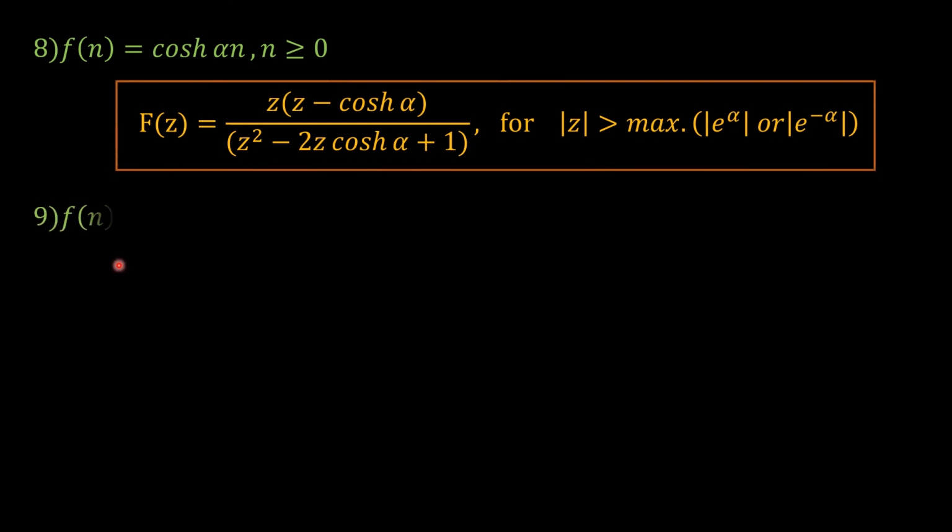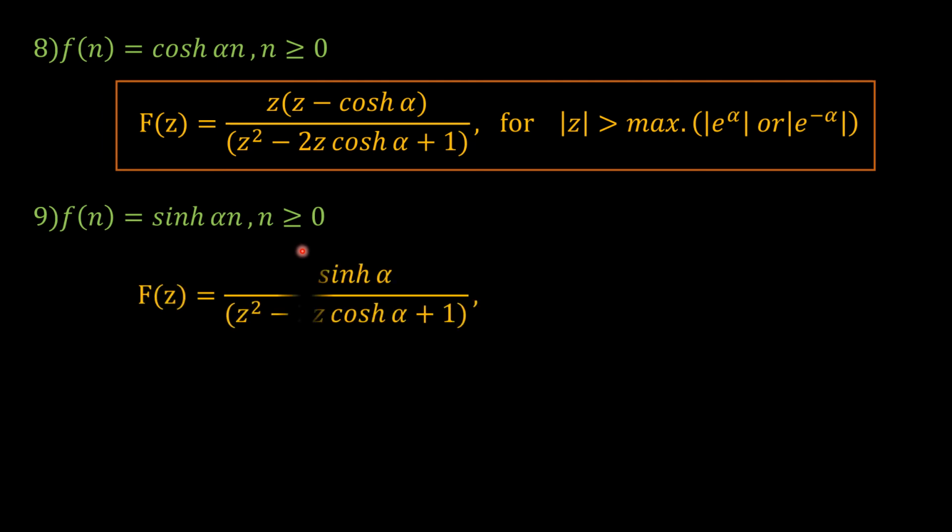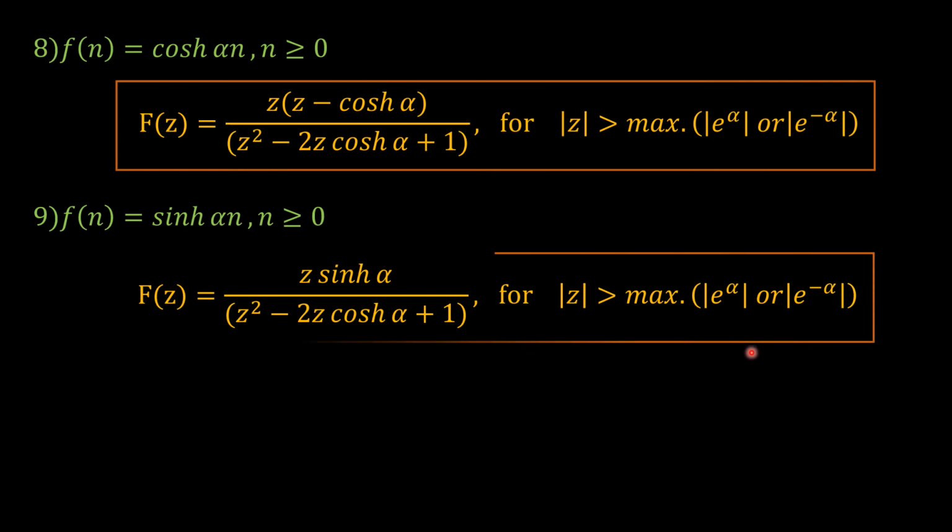Z transform of the sequence whose general term is f of n equal to sin hyperbolic of alpha n for n greater than or equal to 0 is given by f of z equal to z into sinh alpha divided by (z square minus 2z cosh alpha plus 1) for mod z strictly greater than maximum of mod of e raised to alpha or mod of e raised to minus alpha.